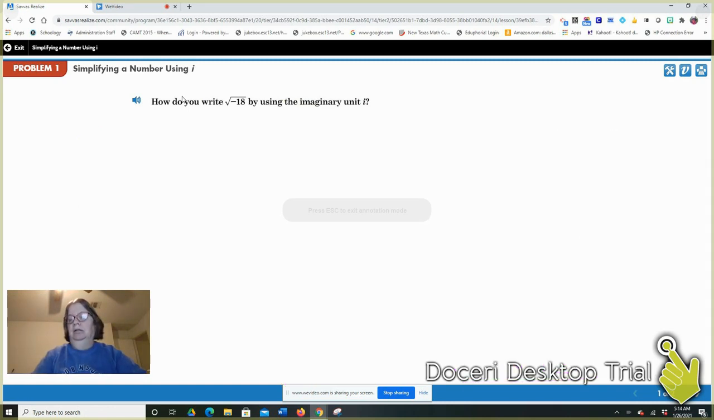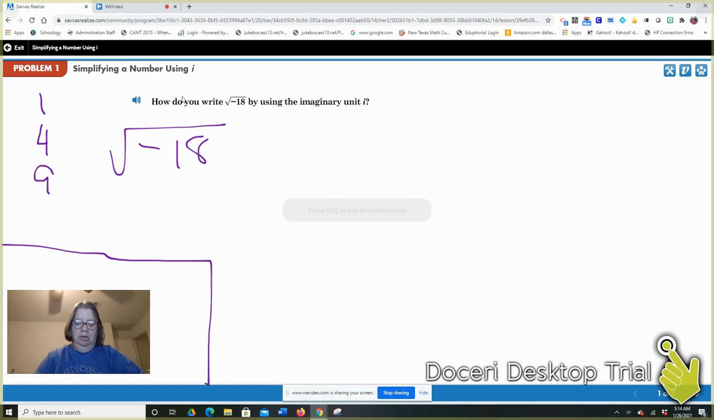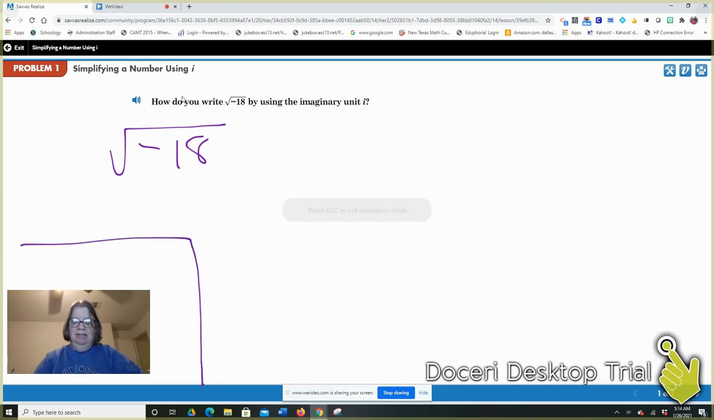So let's look at how you write the square root of negative 18 by using the imaginary unit i. What's the biggest square that divides into negative 18? When I say the biggest square, I'm talking about one squared is 1, 2 squared is 4, 3 squared is 9, 4 squared is 16, 5 squared is 25, 36. Those kind of numbers, those are perfect squares. The biggest perfect square that divides into 18 is 9. 9 times 2, and then we'll put in our negative 1 to get rid of that negative sign.